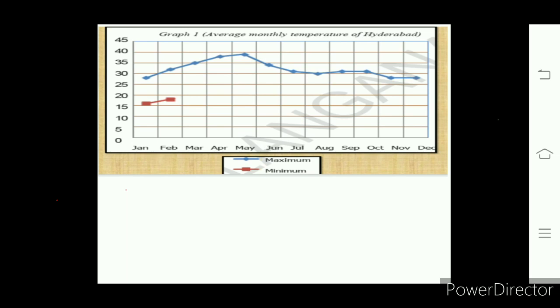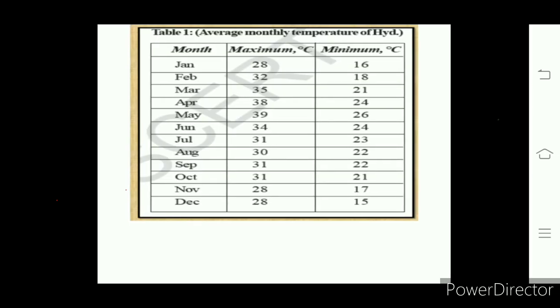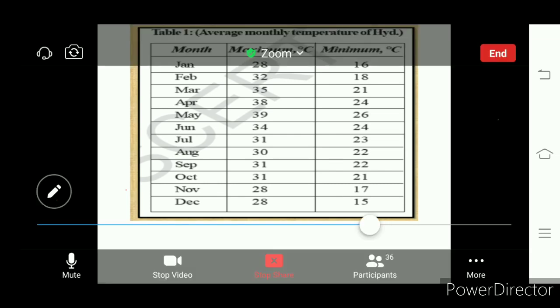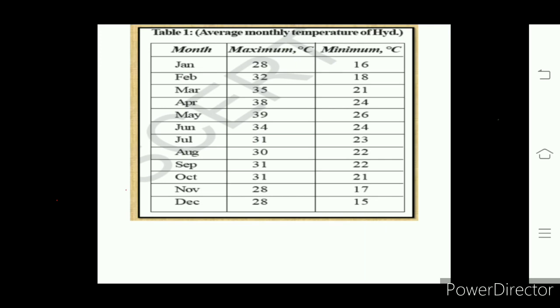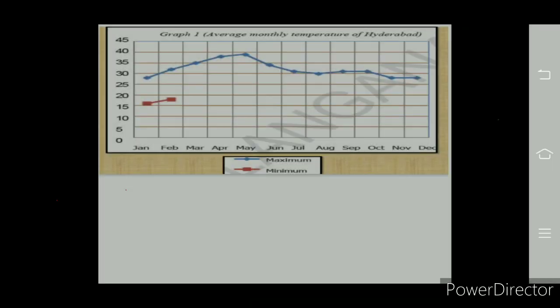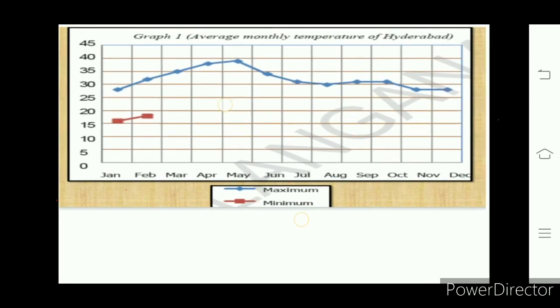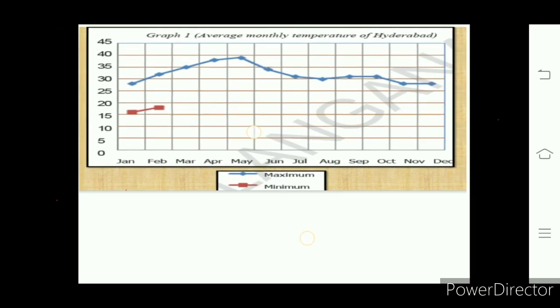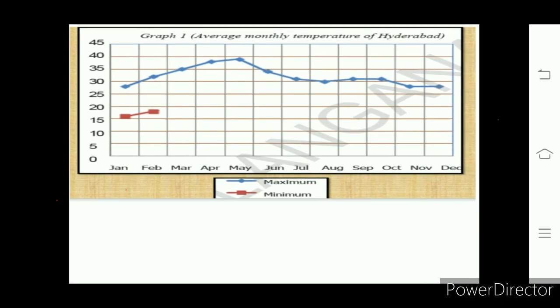Now, based on that table, average temperatures are taken. See, the average temperature is 28 degrees in the month of January. How much is it? 28. And what is the minimum? 16 degrees centigrade. So this is taken on the graph. Now look at that. This is the graph showing the average monthly temperatures. Average monthly means the temperature of a month taken in average.